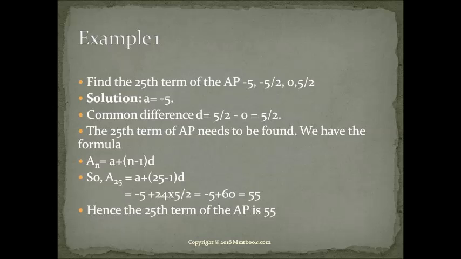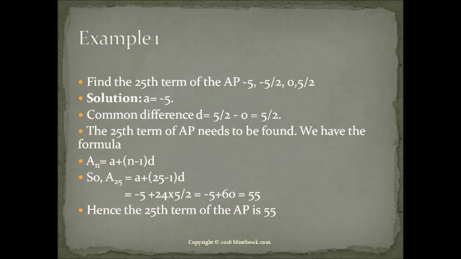That will become equal to a plus 25 minus 1 into d, which is equal to minus 5 plus 24 into 5 by 2, which evaluates to 55. So by using the formula for the nth term of an AP, we have found out that the 25th term of the AP which is given to us is 55.